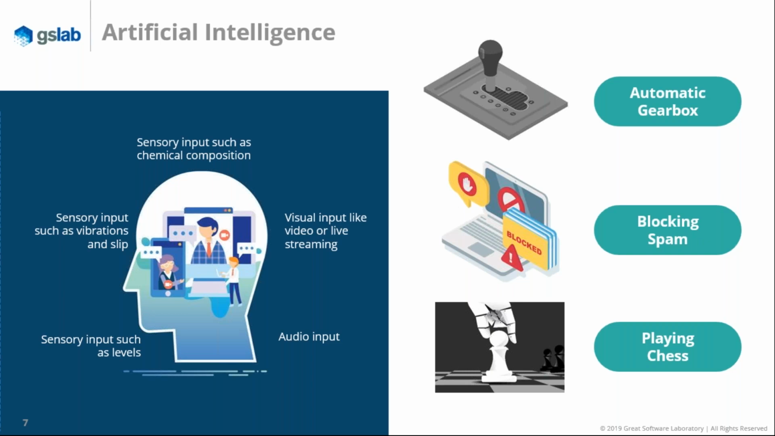Similarly, an AI-based spam filter will look at the contents of the email and block the spam mails. And AI-based chess engines will look at the board positions and play chess. So you can see AI systems do something similar to what our brain does by taking effective decisions based on inputs.